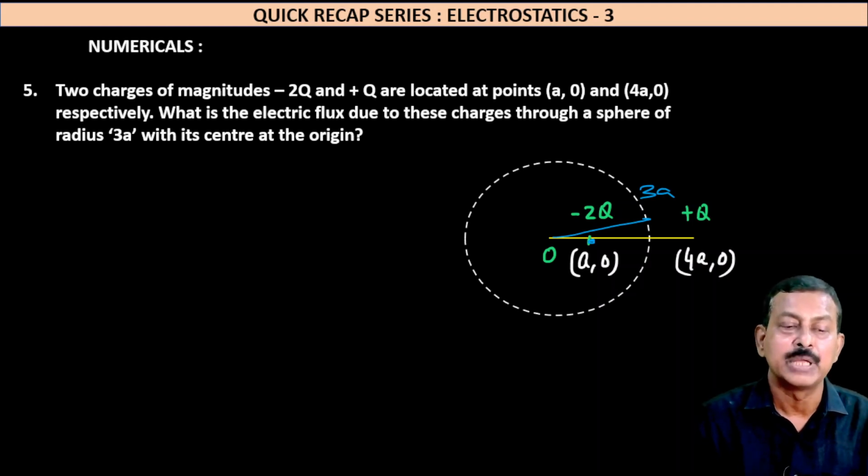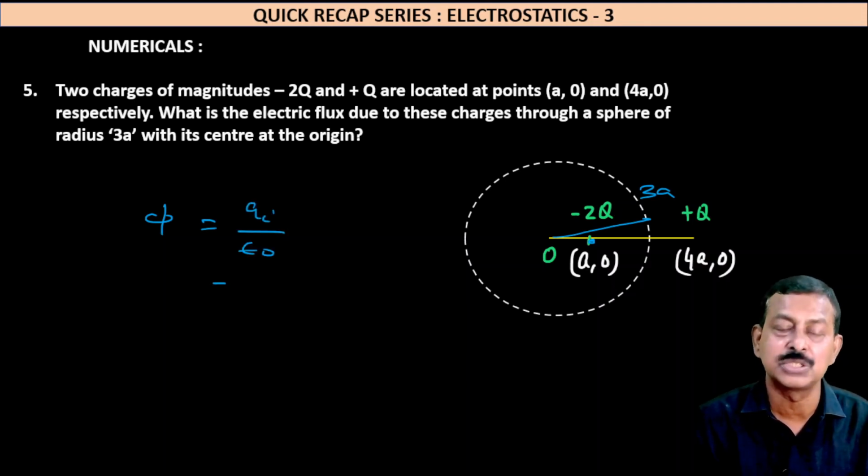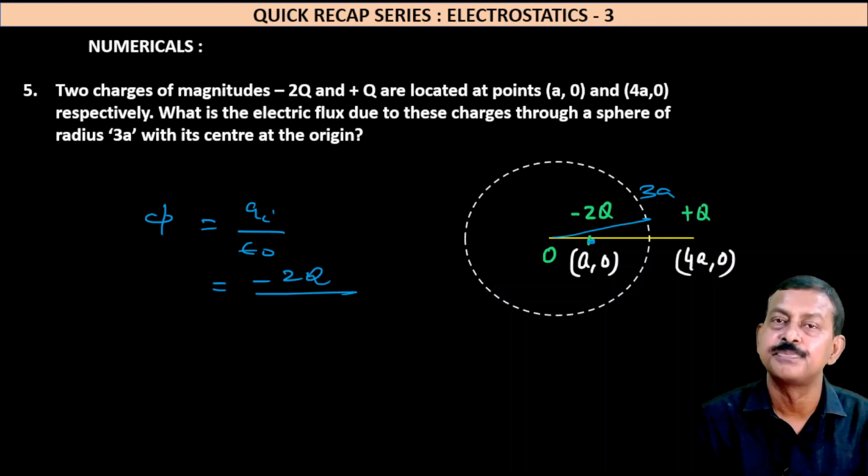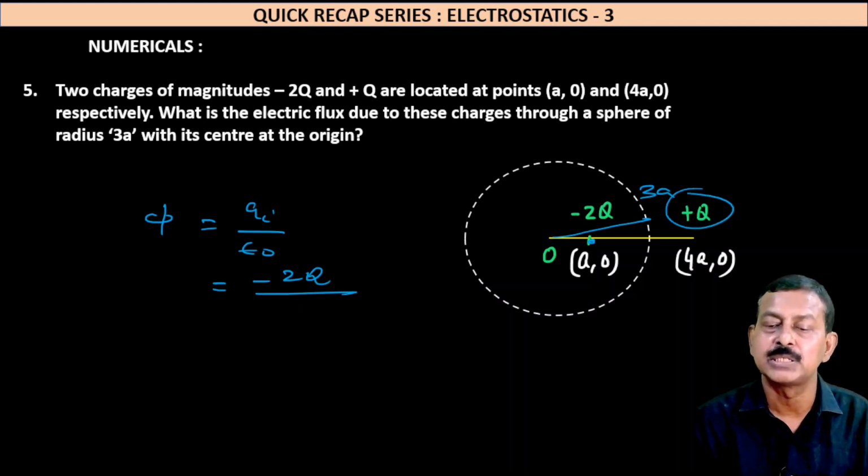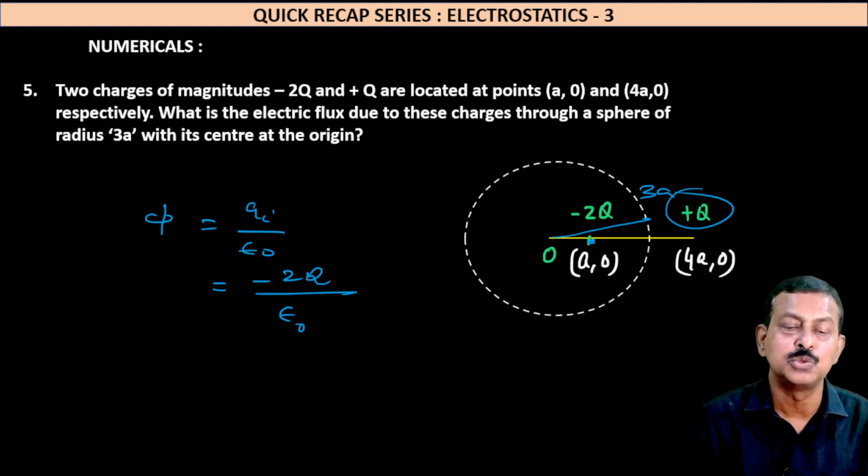So the electric flux through this sphere is equal to sum of q_i by epsilon naught, the net charge enclosed by this surface. So net charge is only minus 2q because plus q is lying outside. So it is minus 2q by epsilon naught. So this will be the electric flux through this sphere whose radius is 3a.